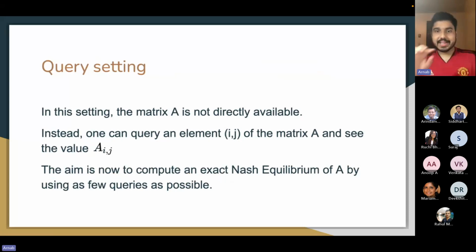Typically, one can just query each and every entry of the matrix and then compute the Nash equilibrium. The question we are asking is, do you really need to see each and every entry of the matrix to compute the Nash equilibrium exactly? That's the main focus of this talk. So the answer is yes and no. For some matrices, yes, you have to see every entry. For some matrices, you need not. So we are trying to characterize that here.